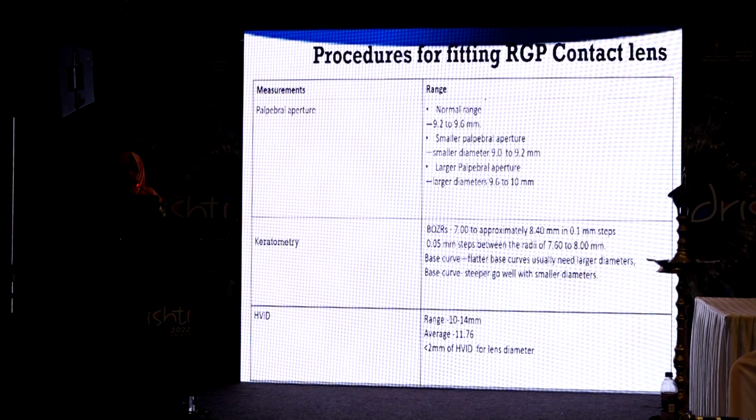measurements. Its normal range will be around 9.2 to 9.6 mm. So if there is a small palpebral aperture, we have to go for smaller diameter lenses, that is 9 to 9.2 mm. For a larger aperture, you have to give a larger diameter, that is 9.6 to 10 mm. And keratometry is also very important. Flatter base curves will usually need larger diameters, and if the base curve is steeper, we will go with smaller diameters. And HVID is very important. HVID we will say an average of 11.76, where the range is around 10 to 14 mm.